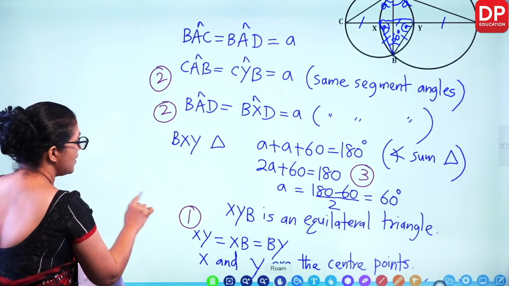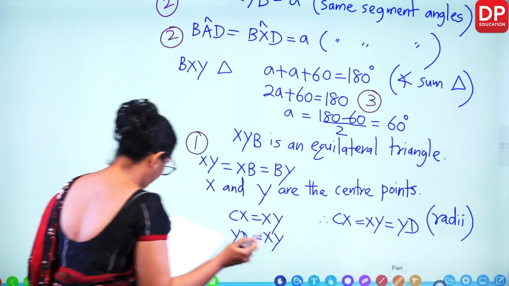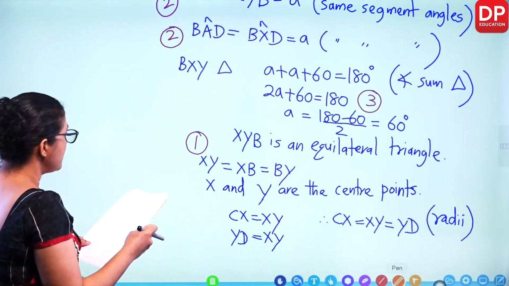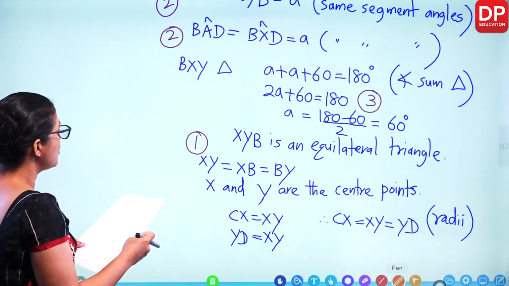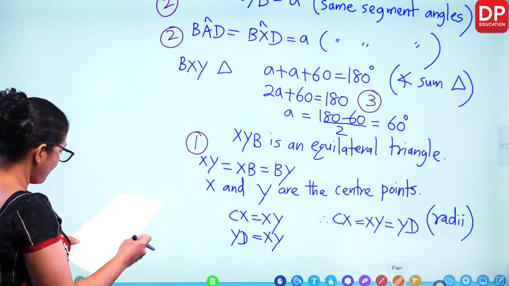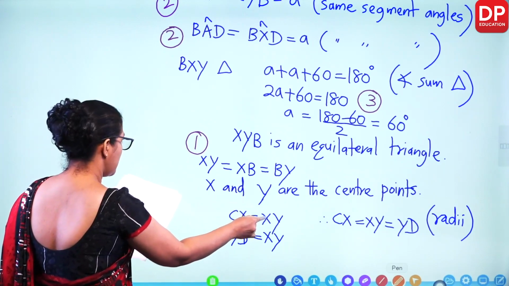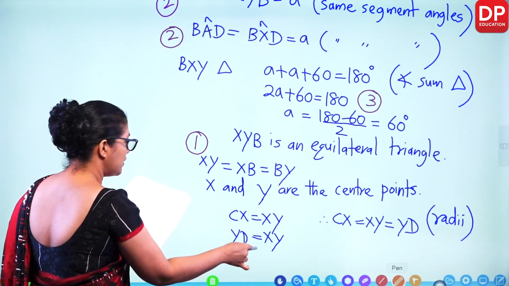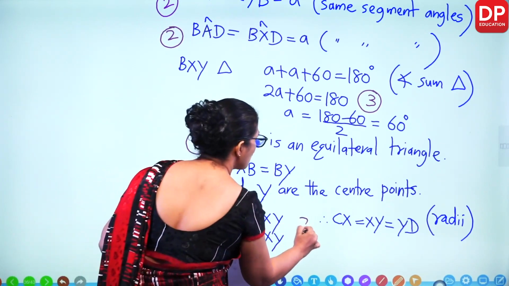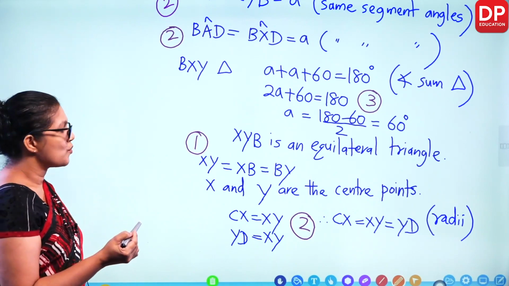4, 7, 8. And you can say BX is equal to this one, BX is equal to CX. All the lengths are equal. So therefore, this is equal to this. That's 2 marks. So altogether, 10 marks for this question.